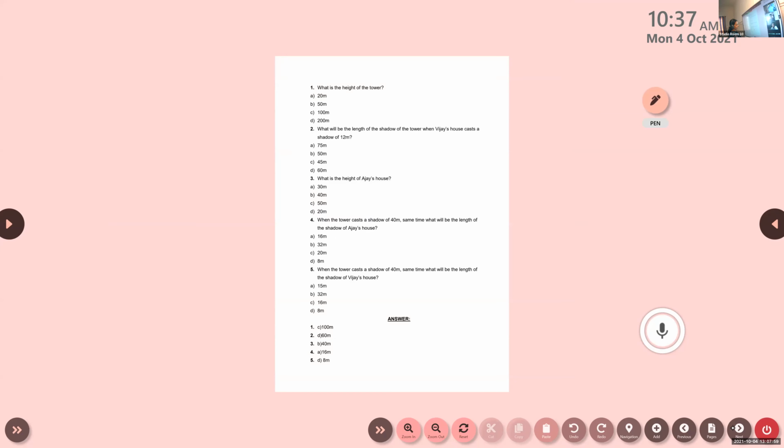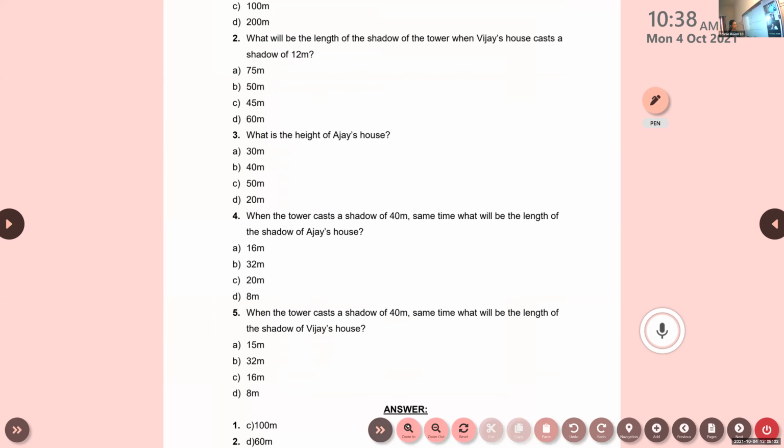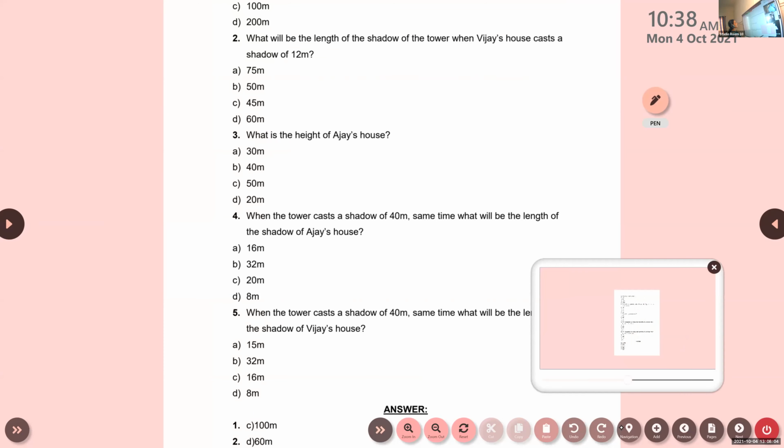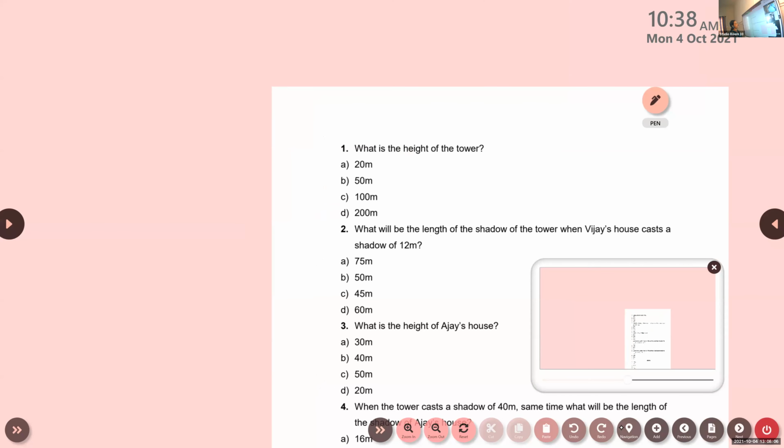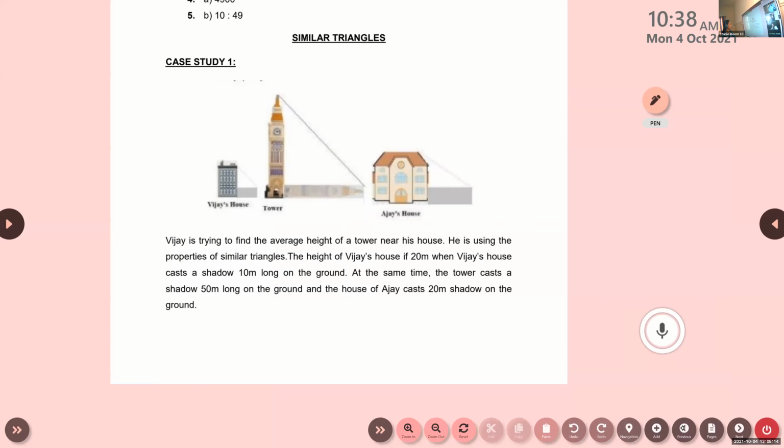Here, what is asked? First question. What is the height of the tower? So in order to answer this, what you have to do? We want to find the height of the tower. First, you draw the figure. Vijay is trying to find the average height of a tower near his house. He is using the properties of similar triangle. The height of Vijay's house is 20 meters. So you can draw.